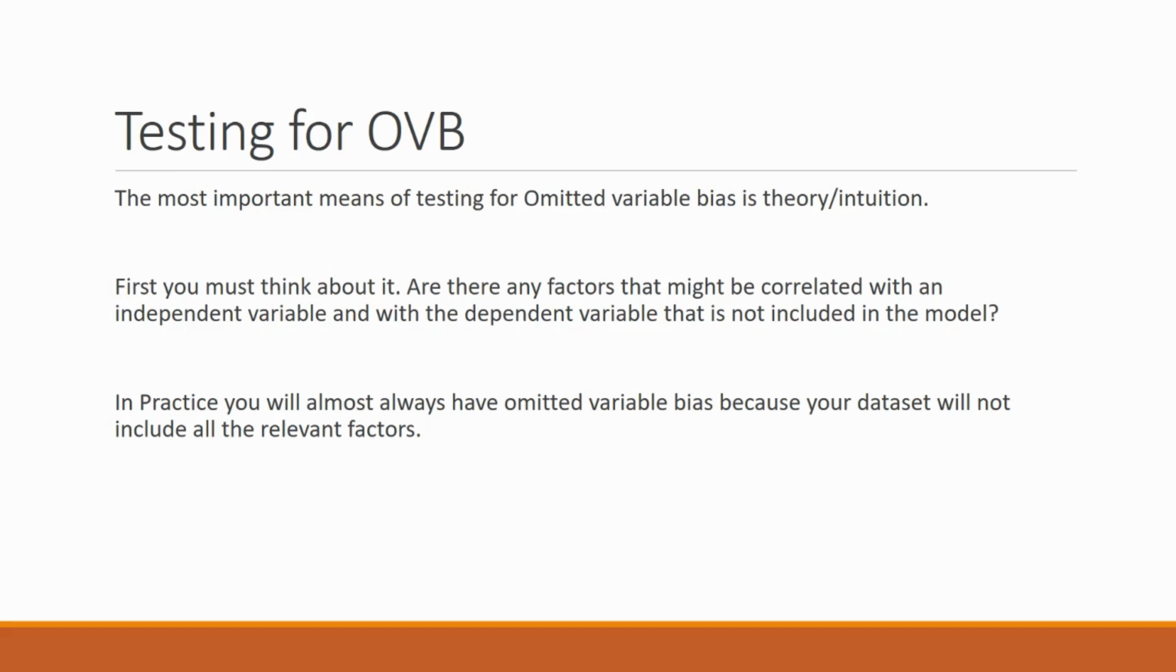And if the first thing that we rely on is intuition and theory, then that's the same thing we will rely on to intuit whether or not we have an omitted variable bias. Whether or not there's some variable omitted from our model that would be correlated with the independent variable and correlated with the dependent variable.